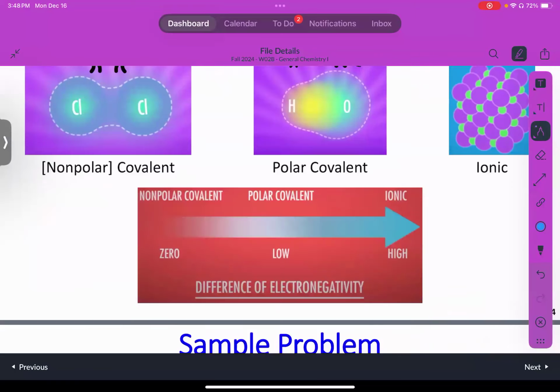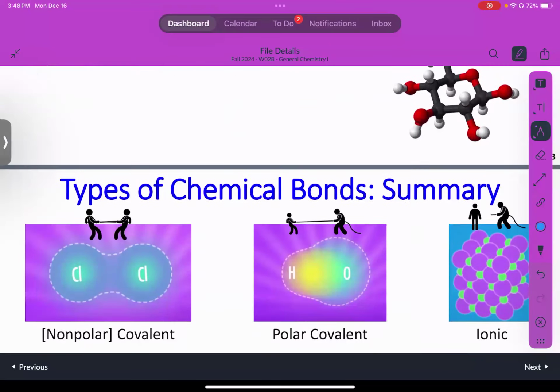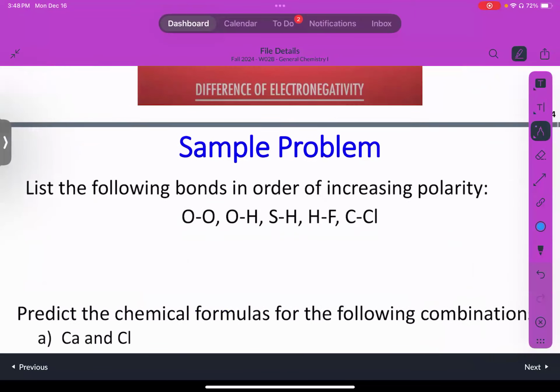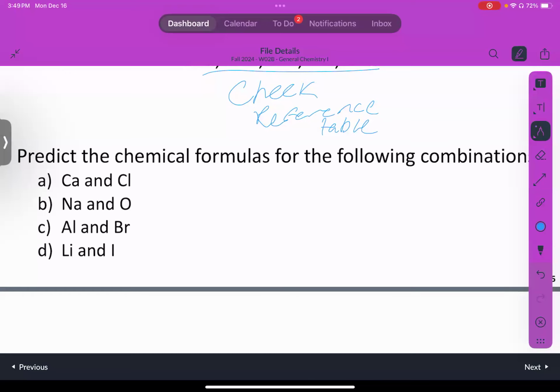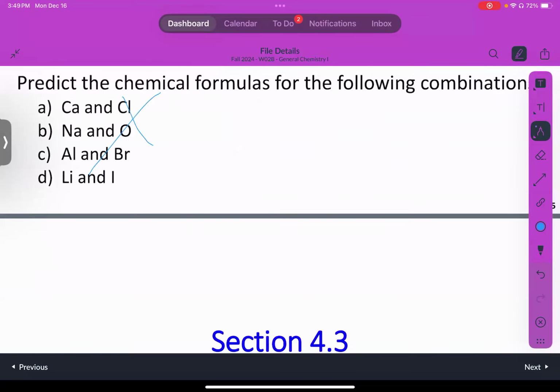Yeah. This could be like a question that's just true or false. What is true about molecular compounds, right? Or something like that. Which of the following is not true about molecular compounds, right? And so yeah, there's definitely gonna be questions like these, like increasing in polarity. And I'm telling you, just check the reference table. Check reference table. My handwriting is awful, but that's okay. Predict the chemical formulas for the following. Yeah, this is not gonna be on the test. This probably wouldn't be on the test, but something like this probably would be.